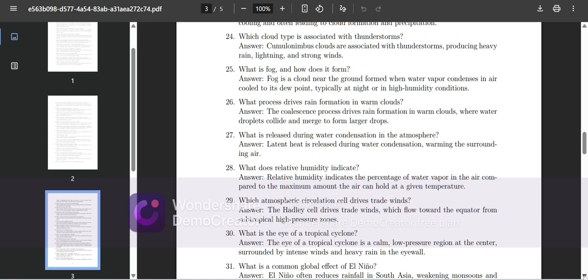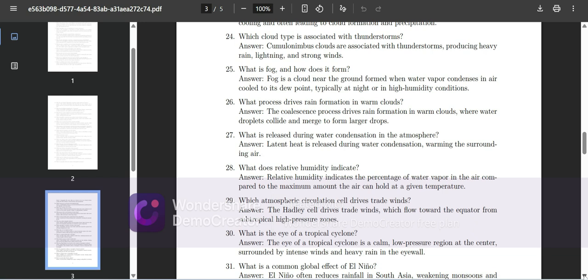What is fog and how does it form? Fog is a cloud near the ground formed when water vapor condenses in air cooled to its dew point, typically at night, within high humidity conditions.